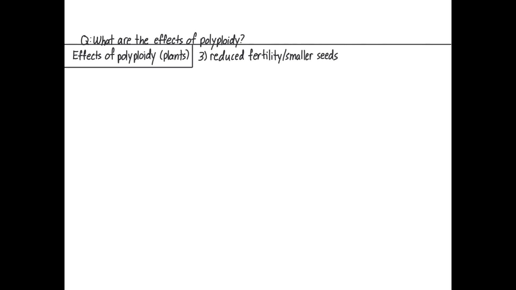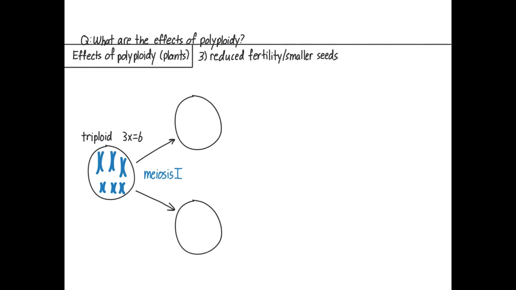Whether in allo or auto polyploids, reduced fertility is often particularly pronounced in triploid species. Here's a triploid cell with two chromosome types, a large one and a small one. Now let's replicate its chromosomes. Because there are 3 of each chromosome type, in the 2 daughter cells produced by meiosis I, 2 of the large chromosomes go to one cell, and 1 of the large chromosome goes to the other cell. Same goes for the smaller chromosome type.